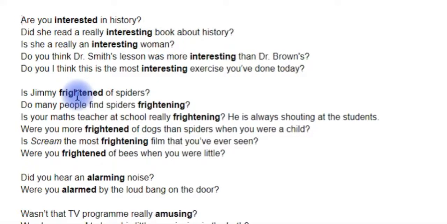Frightened, asustado. Asustado, or que asusta if we use frightening. Is Jimmy frightened of spiders? Do many people find spiders frightening? Is your math teacher at school really frightening? He's always shouting at the students. Were you more frightened of dogs than spiders when you were a child? Is Scream the most frightening film that you've ever seen? Were you frightened of bees when you were little?